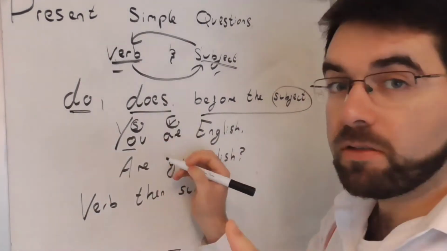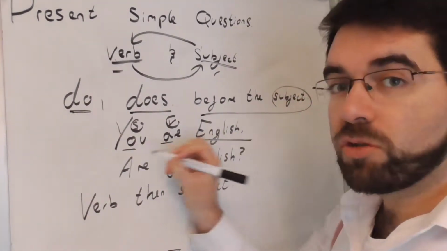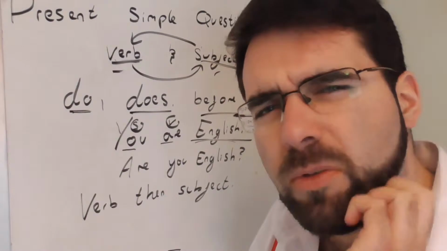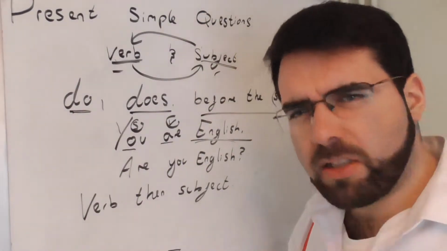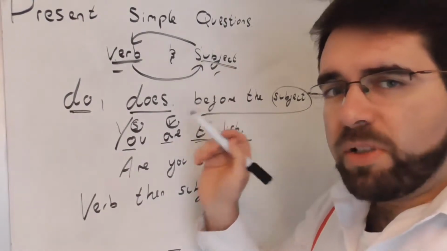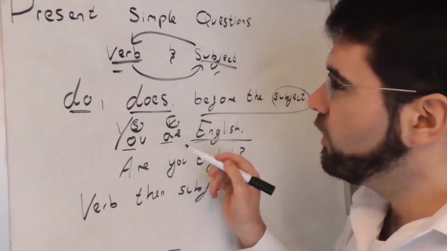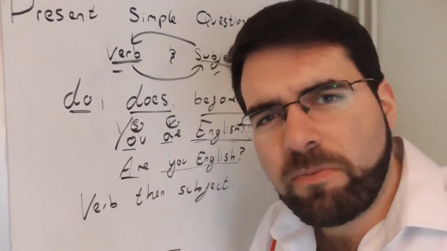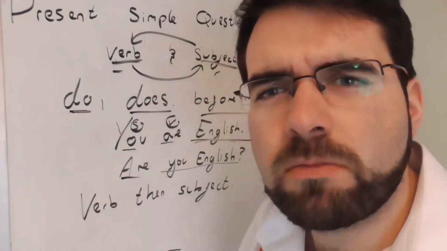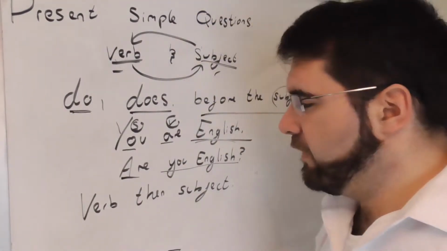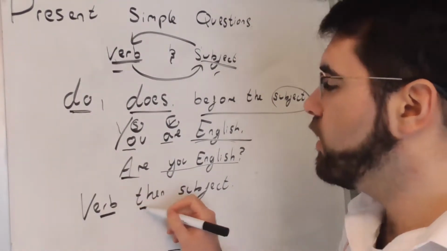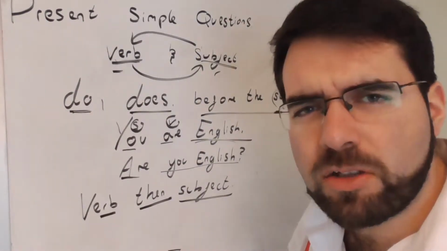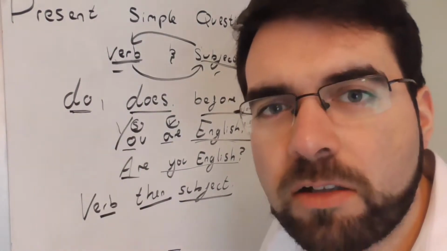So a statement: you are English. Subject, you. Verb, are. You are English. But to make it a present simple question, we swap the verb and the subject around. So, are you English? Are you American? Are you French? The verb first, then the subject. We move it around to make simple questions. Are you listening? Are you watching? Are you subscribing?